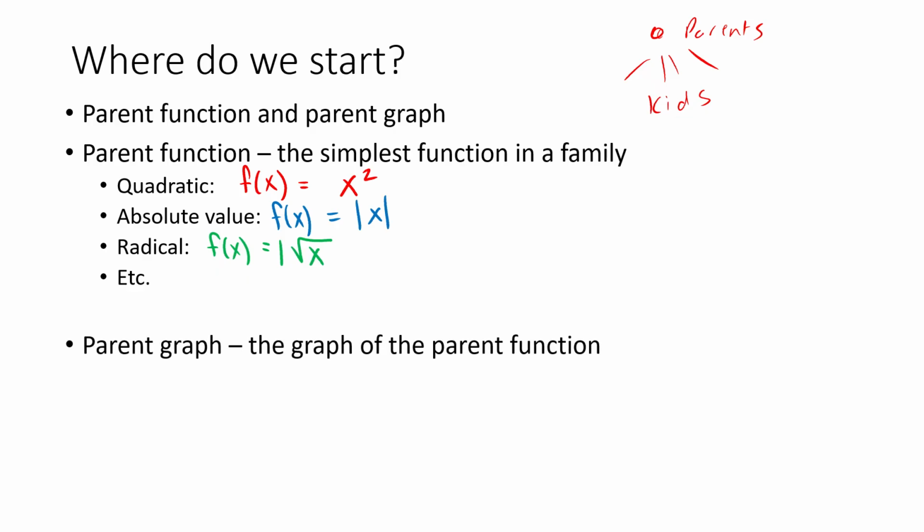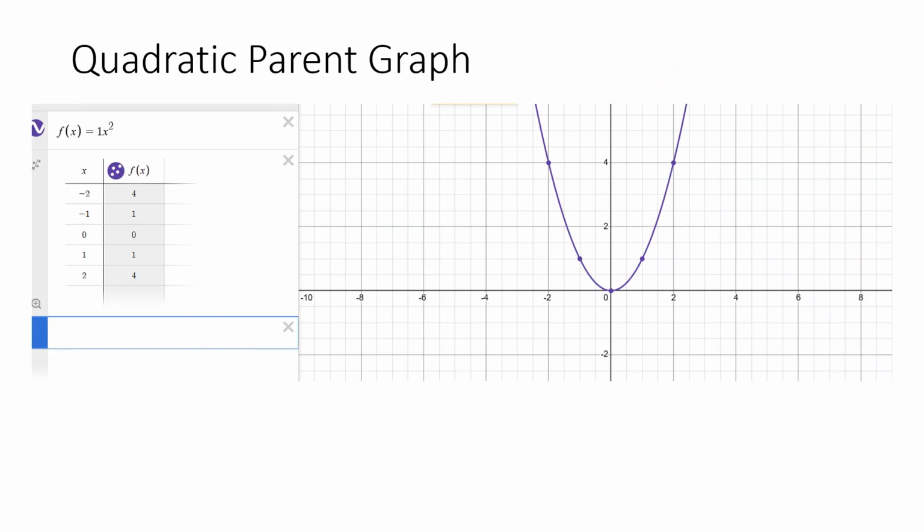The parent graph is simply the graph of the parent function. So if you go onto Desmos, or you grab your graphing calculator, or you build a table and you graph the parent function, what would you get? So the quadratic parent graph. This is a screenshot from Desmos, and you can see the parent function. I did put in the 1, so you can remember that is 1x squared, and we have the table here. If we plug in a -2, -2 times -2 is +4, and there's the point right there. -1 times -1 is +1. There's the point 0, 0, and you can see those points.